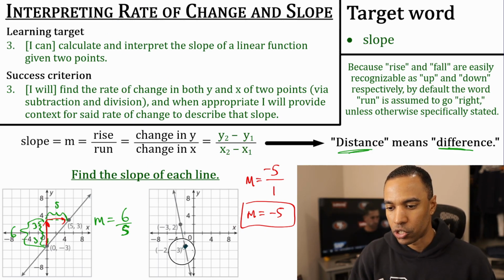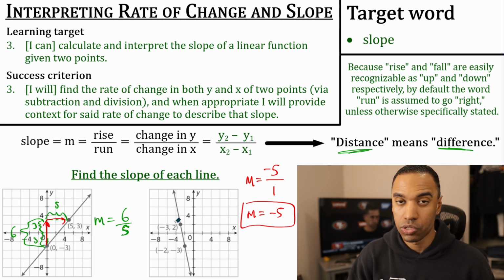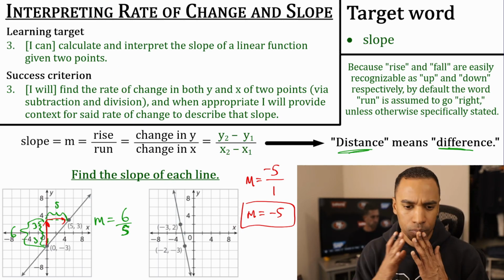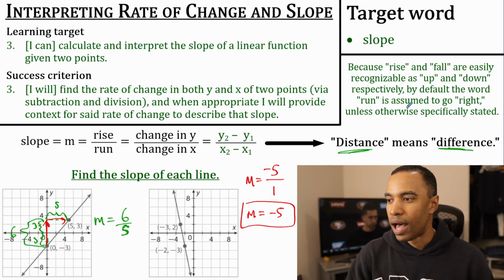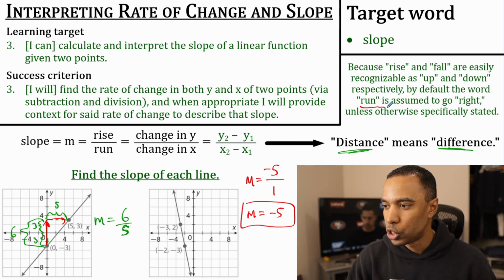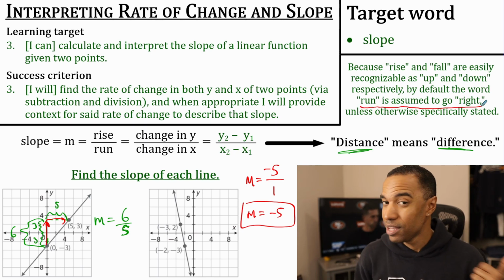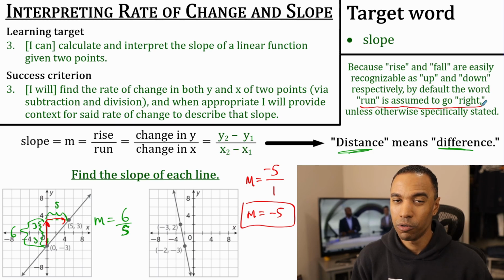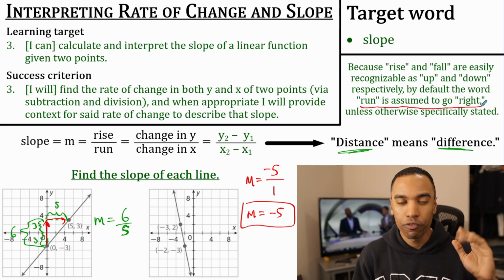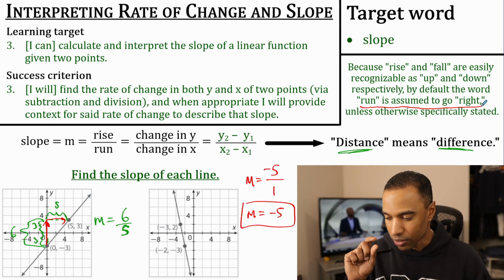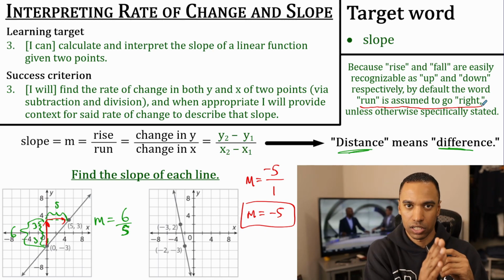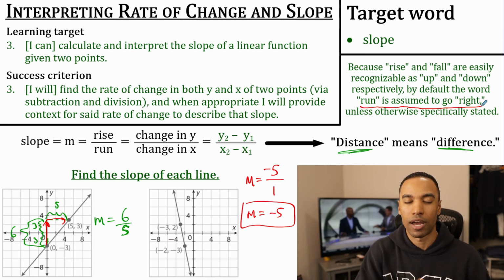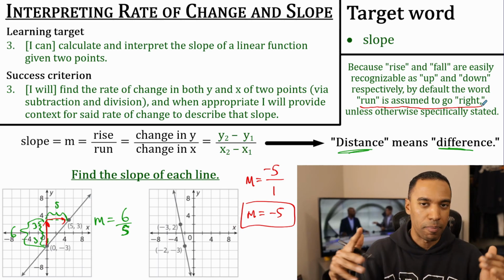And again, this goes back to your question, which points do I choose to use when it comes to counting my rise and run? Well, run is assumed to go right. My personal go-to, choose the point on the left first and go to the right. That way you know if I rise it's positive, if I fall it's negative. My run will always be positive.